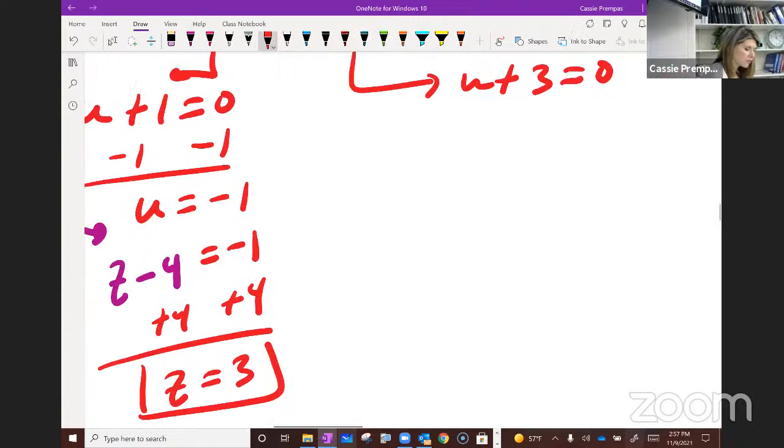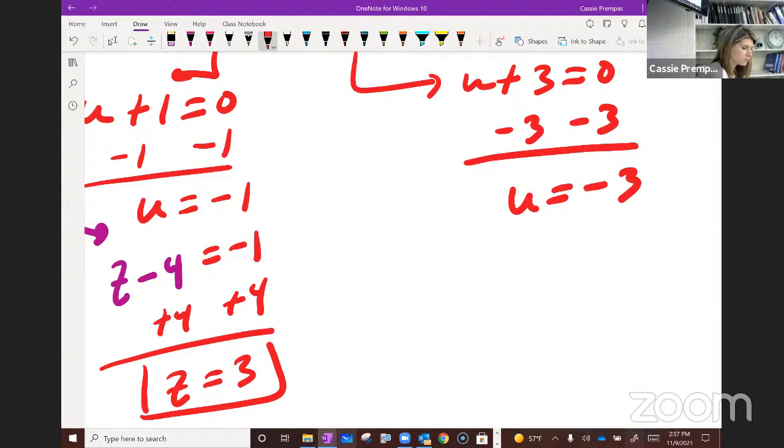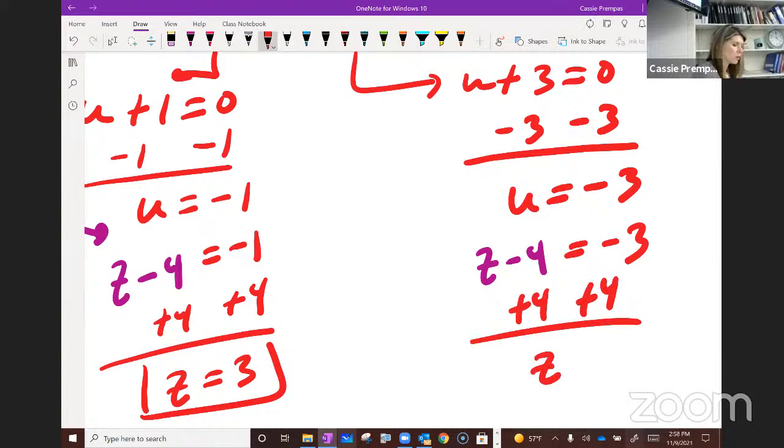And then we got to solve for the other one as well. So we subtract 3, and we get u is equal to -3. Put z minus 4 back in for u. And that should be equal to -3. And what's the last thing I have to do to get z by itself? Add 4, nice. So we get z is also equal to 1.